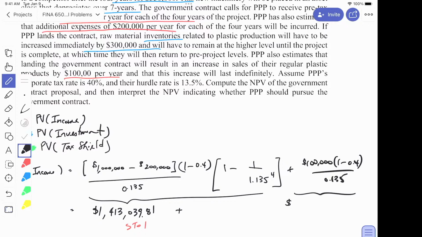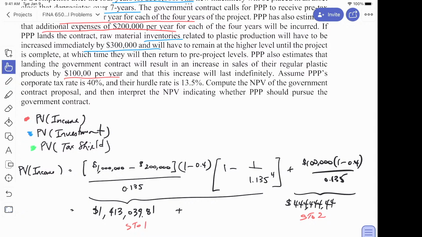Okay, it looks good. So let's put that. What's the second part? Yeah, how much? $444,000. Sorry, it's 4. Okay, and then store that in 2. So you don't have to backtrack, okay? So just store them, and then.